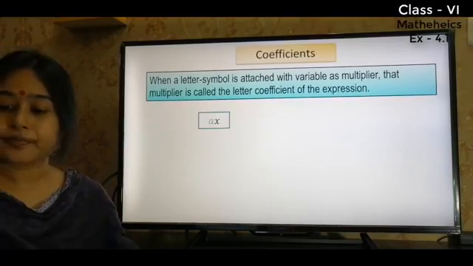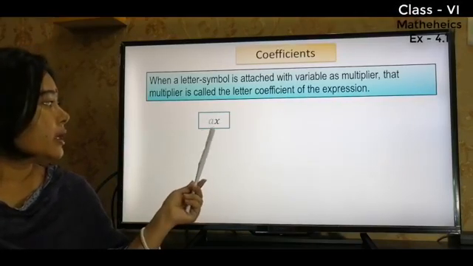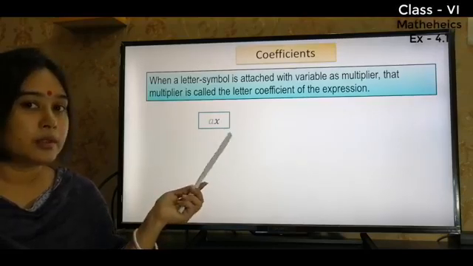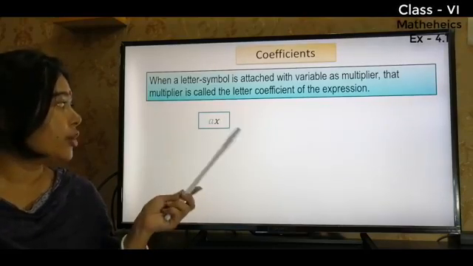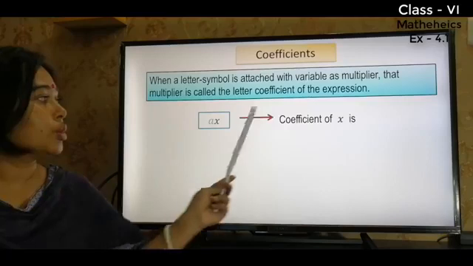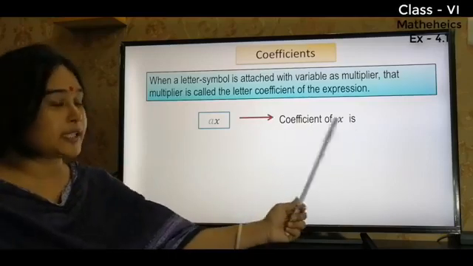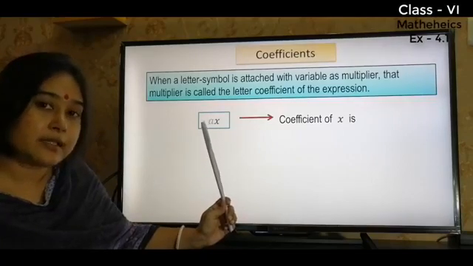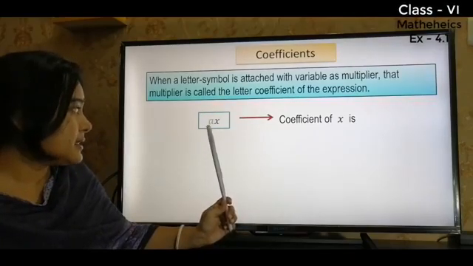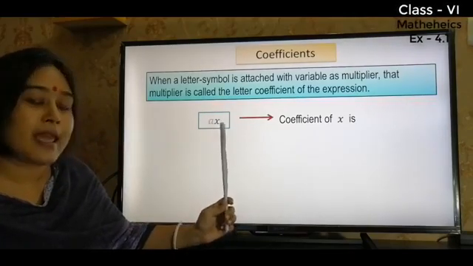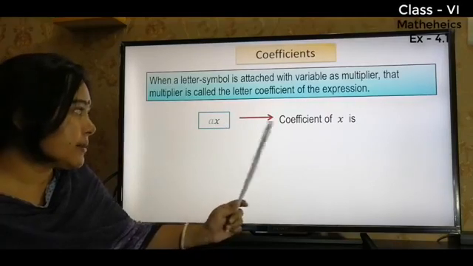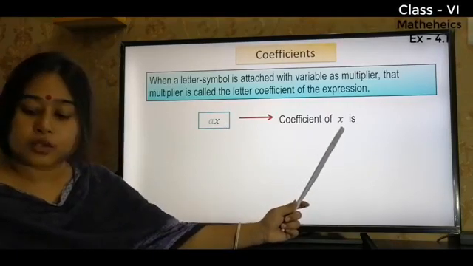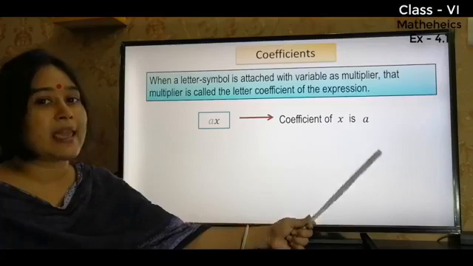So here I want to know what is the coefficient of x. You can see a is the letter, the alphabet a. This letter is attached with x. So what will be the coefficient of x? The coefficient of x will be a.